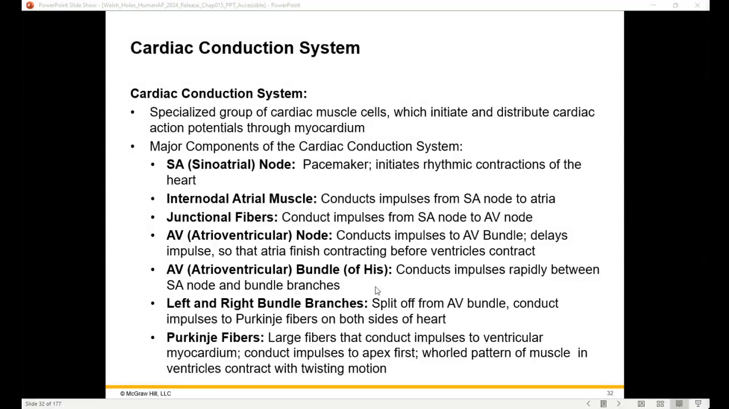We also have the AV, or atrioventricular, bundle of His. It conducts impulses rapidly between the AV node and bundle branches. And the left and right bundle branches split off from the AV bundle and conduct impulses to the Purkinje fibers on both sides of the heart. The Purkinje fibers are large fibers that conduct impulses to the ventricular myocardium. It conducts impulses to the apex first. You have a whirl pattern of muscles in the ventricles that contract with a twisting motion.